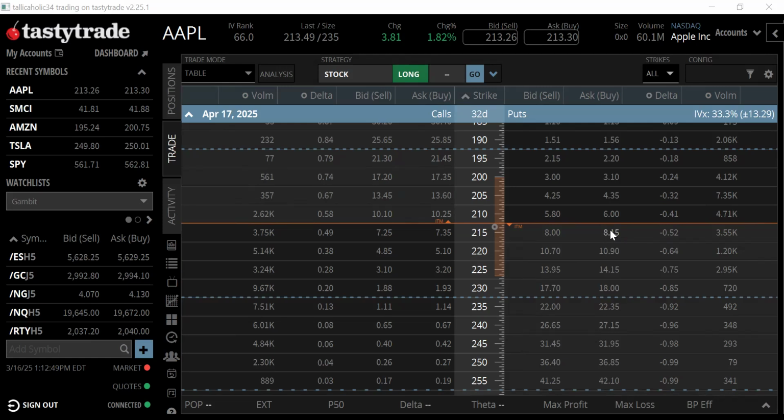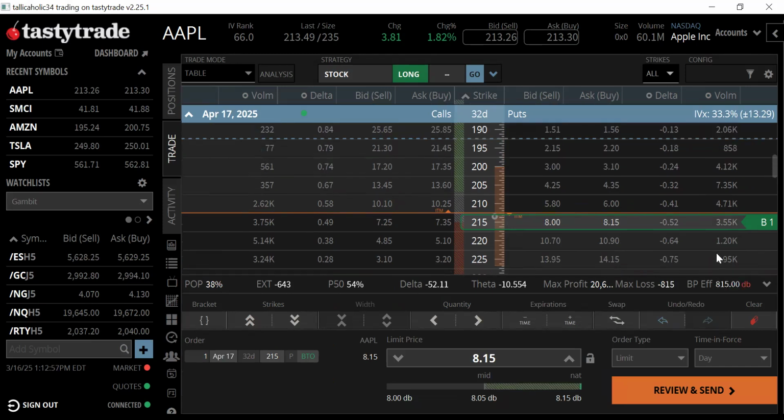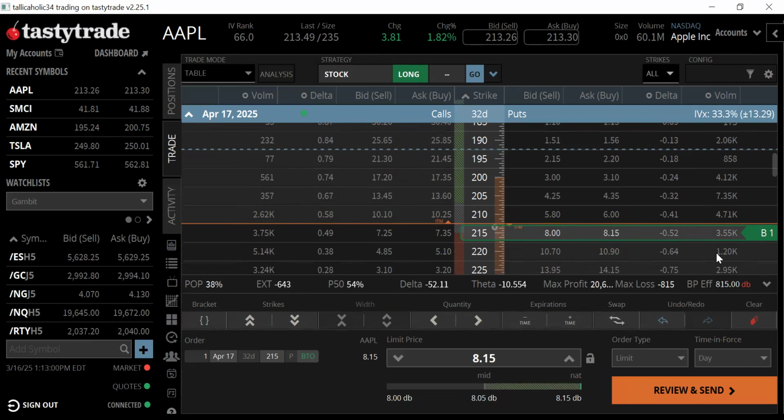So if we're going to buy this 215 put right here, we're in the April monthlies here in Apple. We're going to purchase this. It's going to be at 815. Really, the mid price is at 805. So we're going to purchase this for, all things being equal, at 815. That means the stock is going to go down. We have a max loss here of 815.